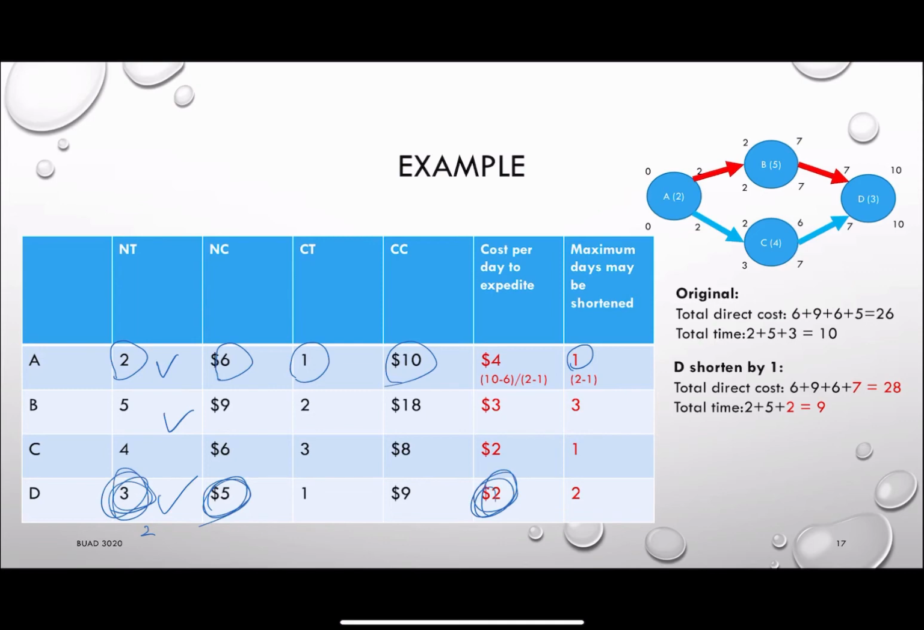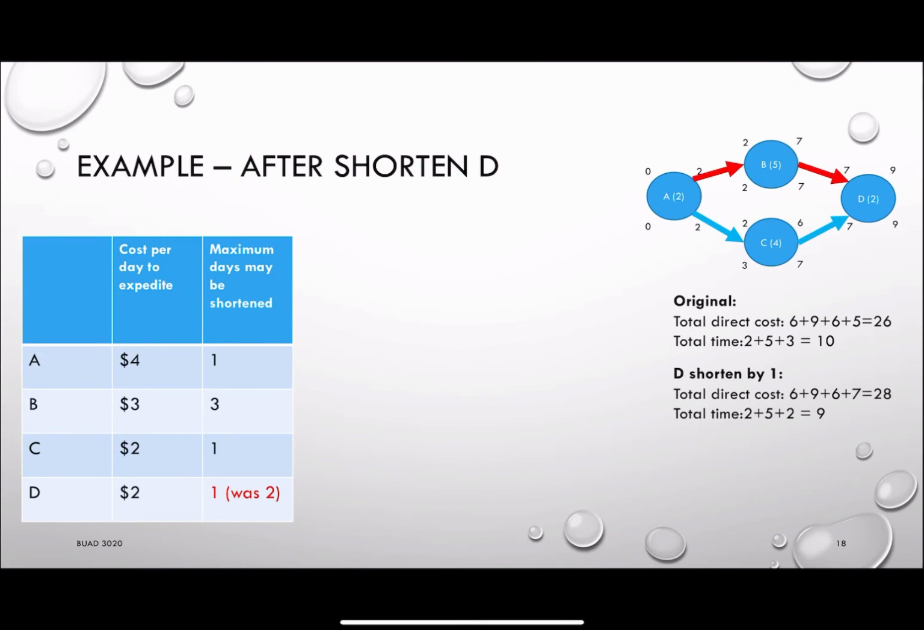So when I calculate the direct cost in this case, it will be 6 plus 9 plus 6 plus 7, because with the 2 additional dollars, the total cost will become 28. However, the total time will become 2 plus 5 plus 2. Instead of 10, it will become 9. Okay? Then you need to check whether your critical path will change. In this case, our critical path will still be A, B, and D.